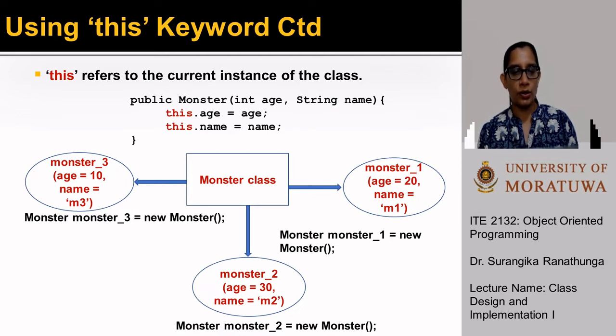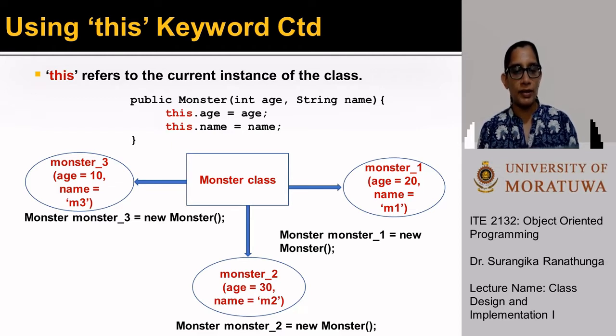How do we create these objects? By calling the monster constructor with the new keyword. In other words, if you want to create the monster 3 object, we write Monster, remember capital M because this is the class name, monster3 equals new Monster. By calling this constructor in different places, we can create multiple monster objects.